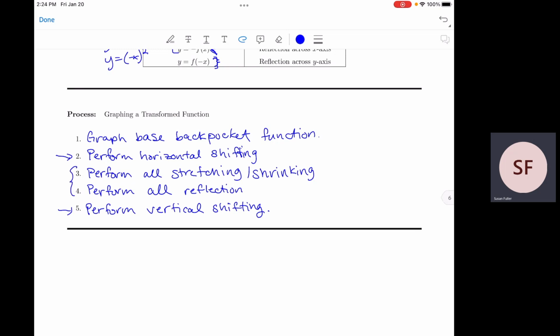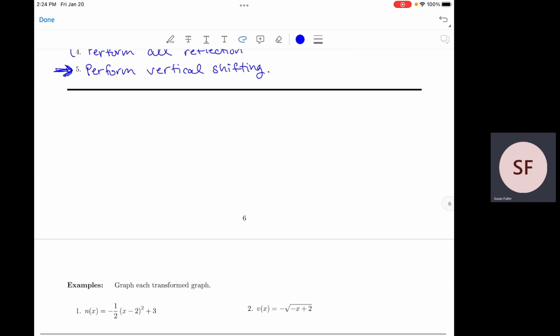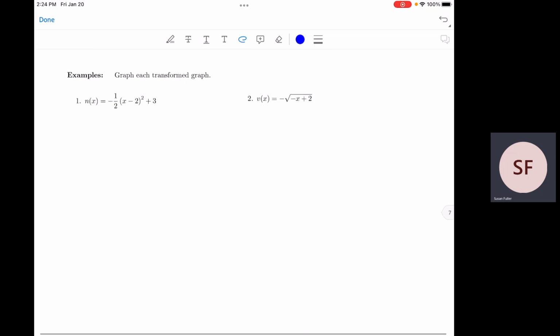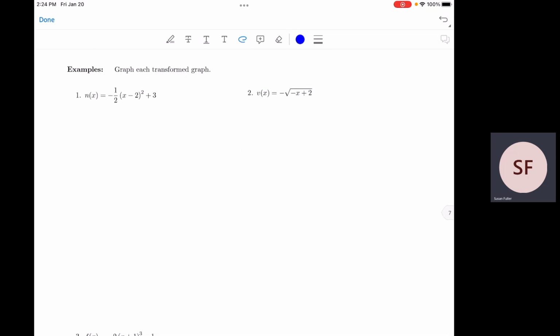If you do 3 and 4 in the wrong order, it actually won't change your graph at all. You're going to get the right answer. But if you don't do the horizontal shifting first and the vertical shifting last, it will make a difference in your graph. So that's the order that you want to do these transformations in. And let's try an example so that we can see this. So we'll do number 1 here.